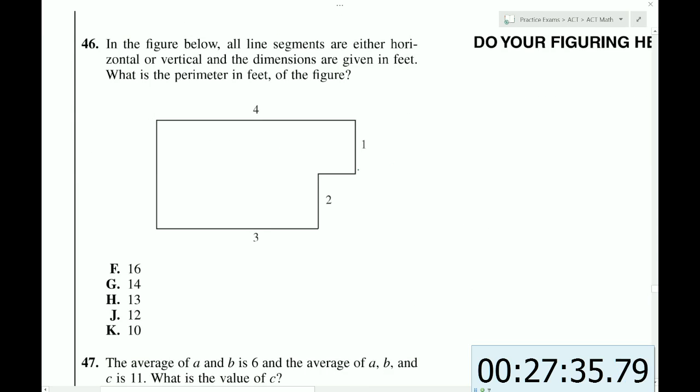What's the perimeter? We can always extend the outermost net here. This vertical is 3 on both sides and 4 on both sides. 4 and 4 is 8. 3 and 3 is 6. Add them together, you get 14.